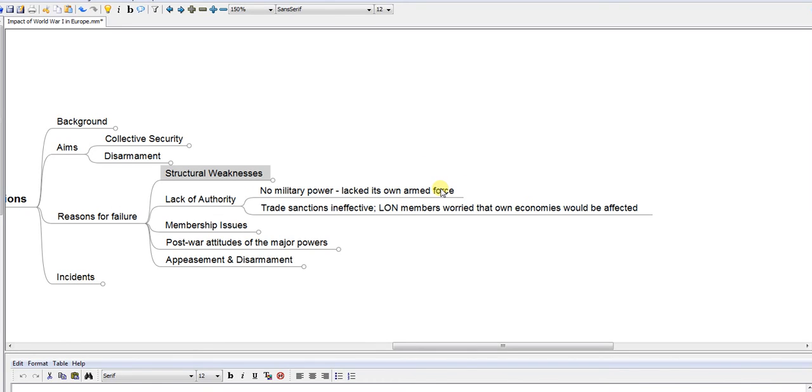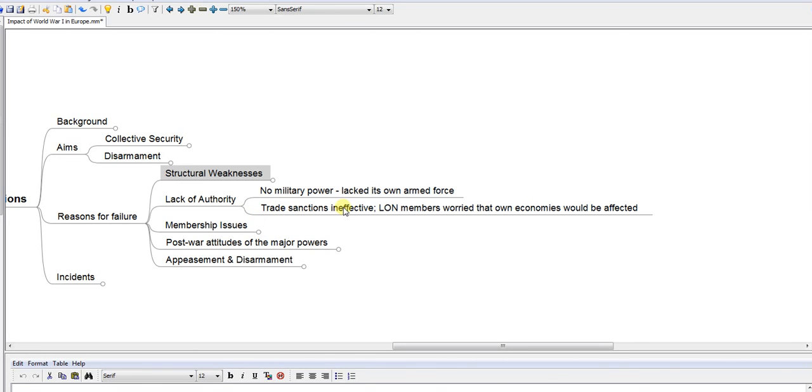And of course, when an aggressor nation invades a League member, because of this lack of military power, they couldn't send troops in to stop the aggressive action because it didn't have its own armed force. And therefore, the aggressor nation will be able to invade without the fear of being attacked by the League of Nations. And also, they had a lack of economic power.